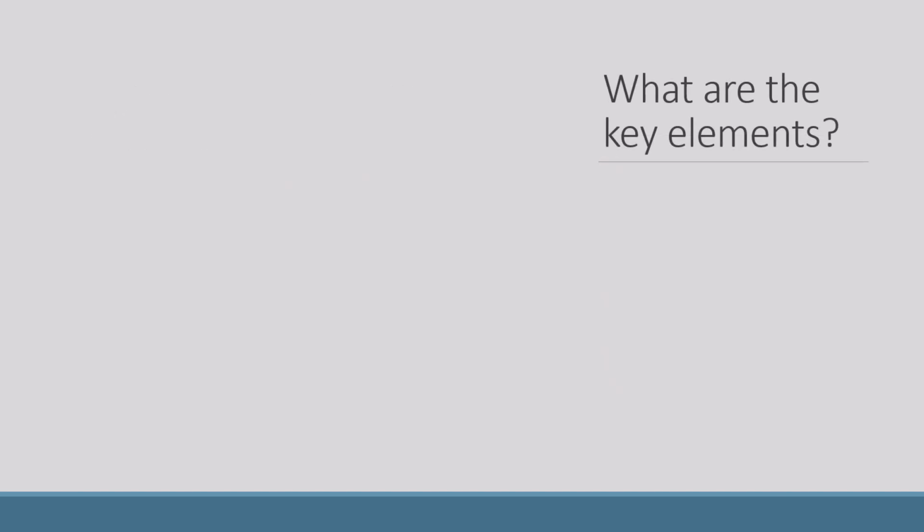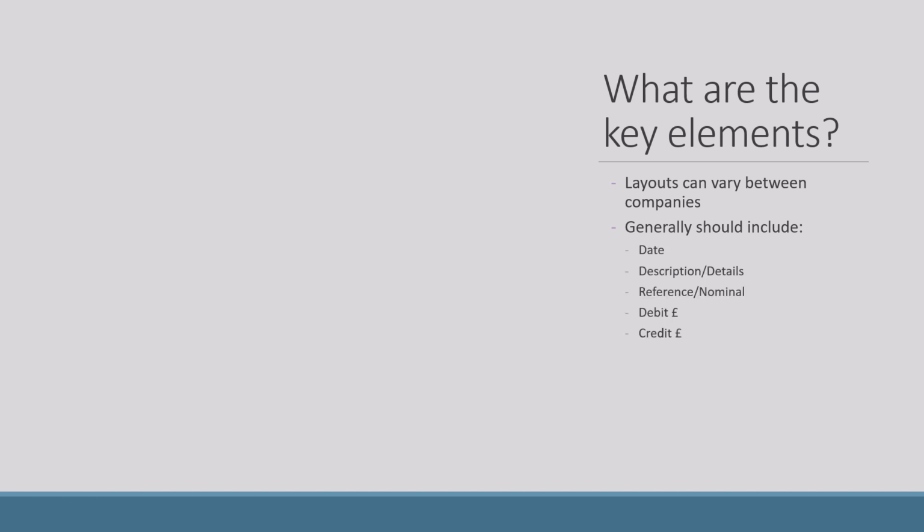So what are the key elements then of a journal? Generally speaking, layouts can vary between companies, so it depends on the company and what their process is. Your journals might look ever so slightly different, not vastly, but just the columns and things that you need to use might look slightly different. But in general, there is a sort of standard, and it should usually include the following things.